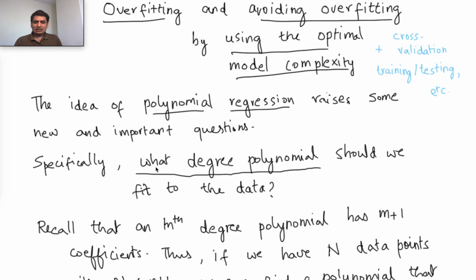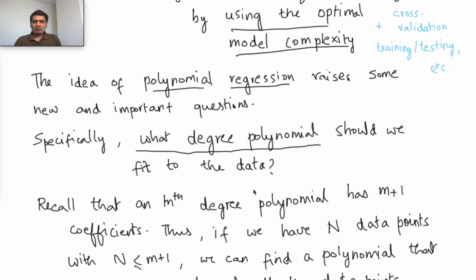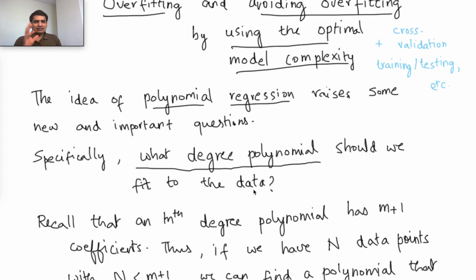The question that we motivated through polynomial regression is what degree polynomial should we use to fit the data? Or more generally, if we have a sequence of models of increasing complexity, what model complexity should we use? Should we use the simplest possible model, or the most complex model that completely fits the data? Like I said, this is perhaps one of the most central questions in all of machine learning and learning theory.